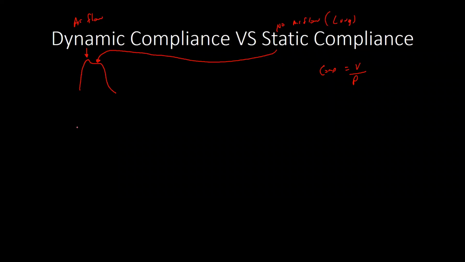So dynamic compliance equals tidal volume over PIP minus PEEP. And static compliance, which is the one that we usually do, equals tidal volume over plateau minus PEEP. So you can see it's the exact same equation for both of them, with the one exception that we're using peak inspiratory pressure on one and we're using plateau pressure on the other one.